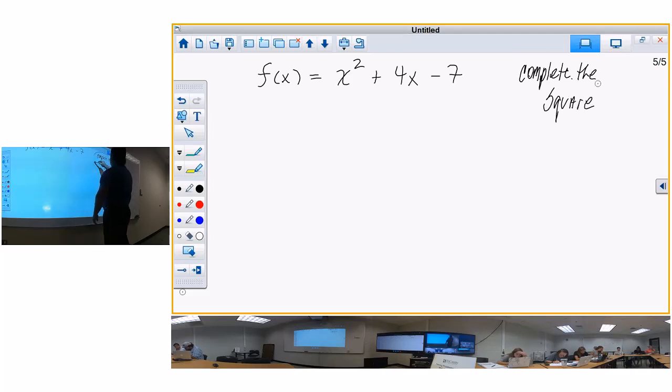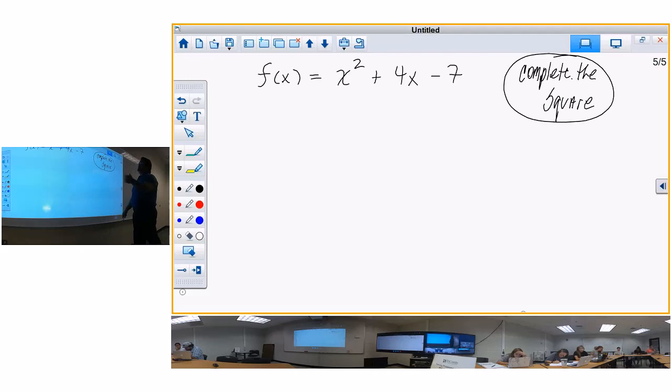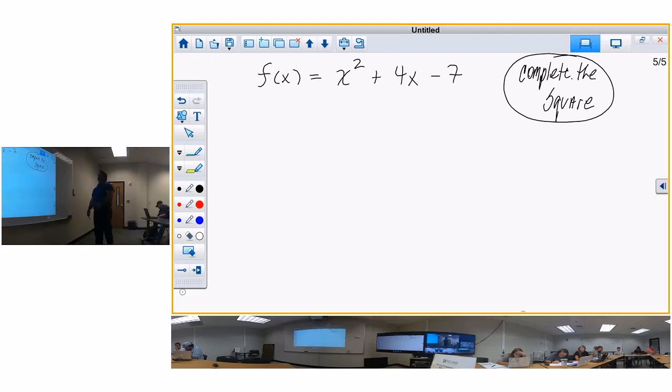Because right now, the only thing you can tell me about this is that a is equal to 1 and it has a y-intercept of -7. That's all you can tell me. But when you get through using completing the square, you're going to be able to tell me the vertex and the x-intercepts, and then you're going to be able to plot the graph. Okay?